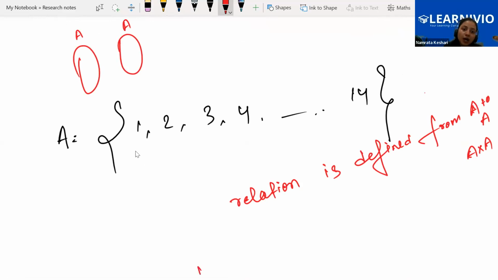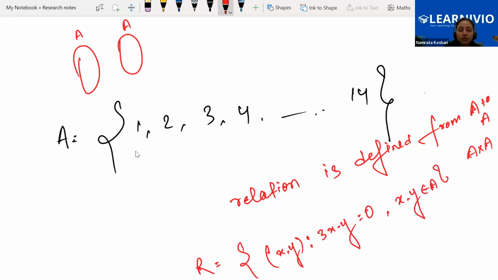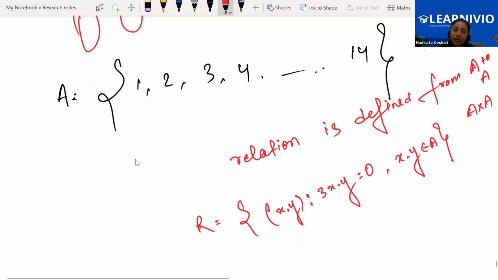Okay. Now R is given as the set of all ordered pairs (x, y) such that 3x minus y is equal to 0, where x, y obviously belong to A only, because both are the same set A. So x is also from A, y is also from A. Okay. Now we have to write it.